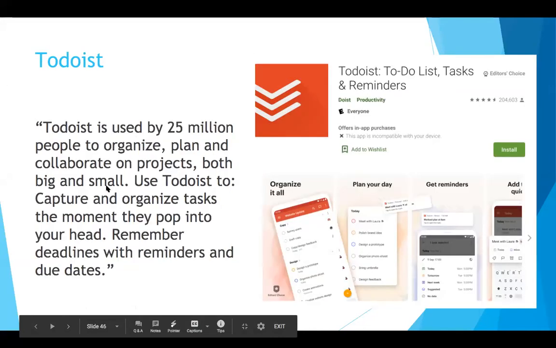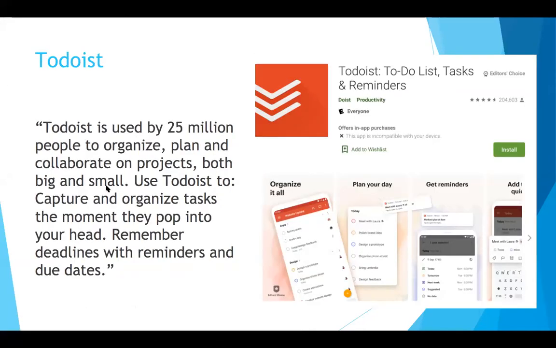Next is Todoist, and it's a to-do list, tasks, and reminders app. It helps you keep track. If you're a very busy person, you have meetings all the time, or even if you need it for other things like a grocery list, it will help you organize and plan all this out, and you'll have it in one singular location so you can access it very easily. So this is Todoist.